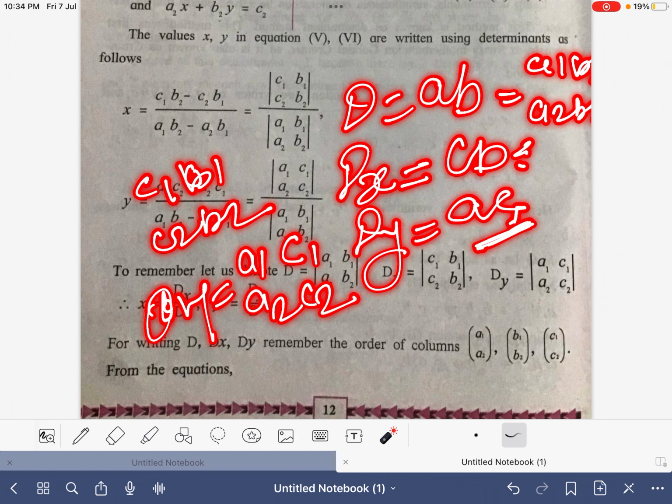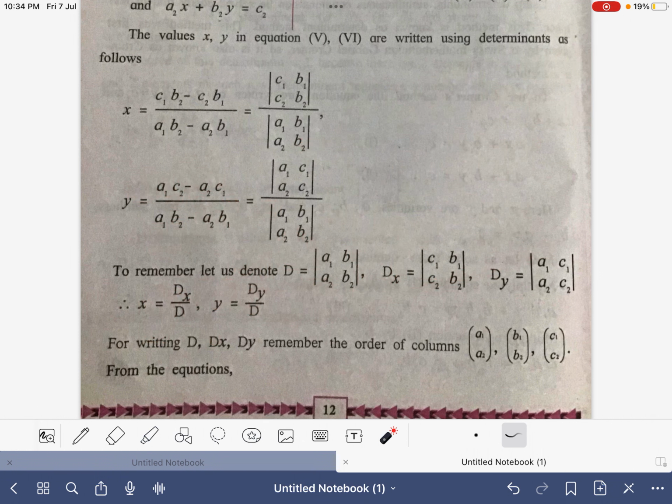Clear? So likewise, keep in mind d is equal to ab, dx is equal to cb, and dy is equal to ac. Clear? So this is the value of d, a1 a2 b1 b2, dx c1 c2 b1 b2, and dy a1 a2 c1 c2. Similarly, this is the value of x, and alternately we write it x is equal to dx upon d, y is equal to dy upon d.